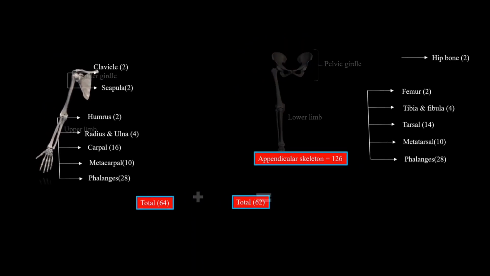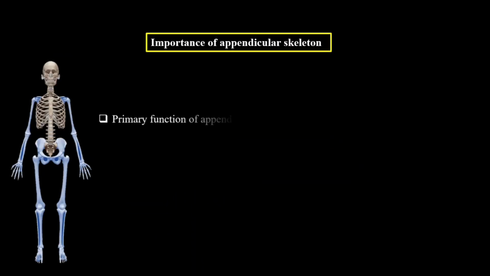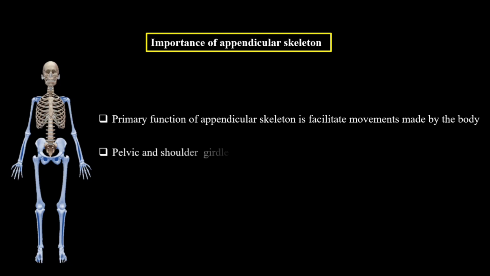The appendicular skeleton is also very important in maintaining our posture. The primary function of the appendicular skeleton is to facilitate the movements of the human body. Moreover, the pectoral girdle and the pelvic girdle transmit the weight of the upper limb and lower limb to the axial skeleton for the stability of the body.